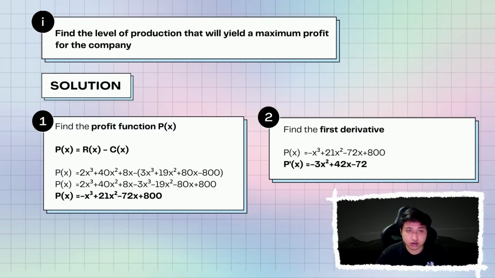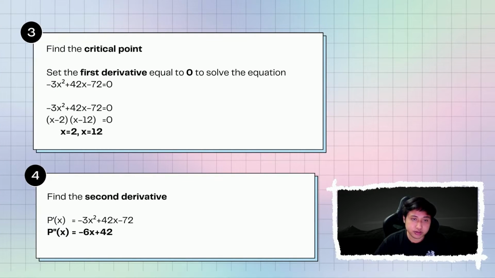So for the first part, we need to find the level of production that will yield a maximum profit for the company. The solution, the first step, is we need to find the profit function. The formula is profit function equal to revenue function minus cost function, and we get negative x cubed plus 21x squared minus 72x plus 800. After that, we need to find the first derivative, which is equal to negative 3x squared plus 42x minus 72. The next step is to find the critical points.